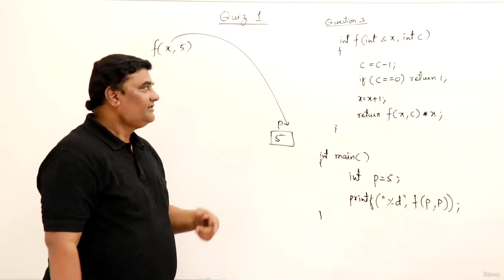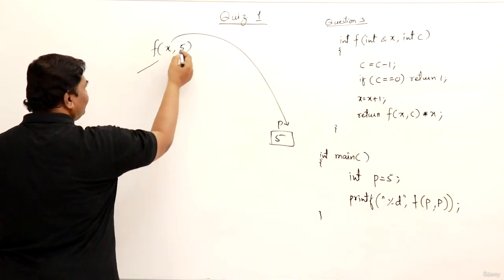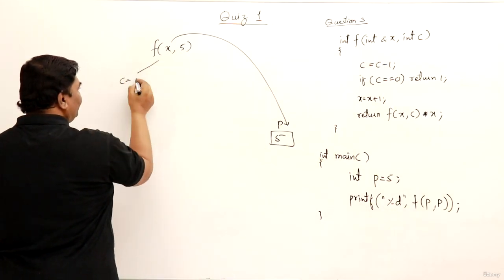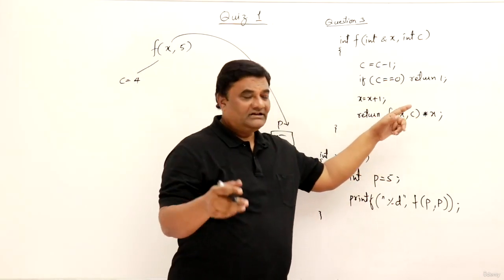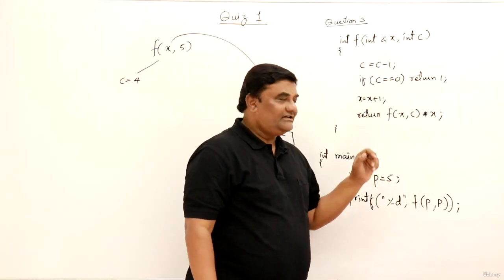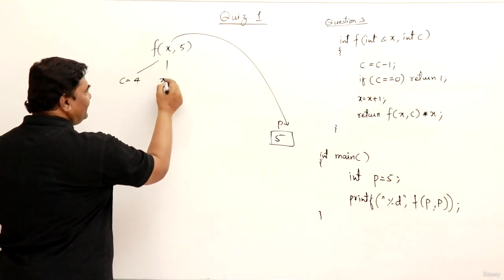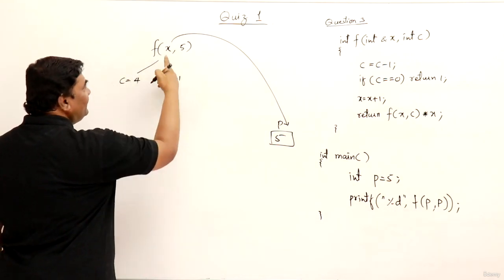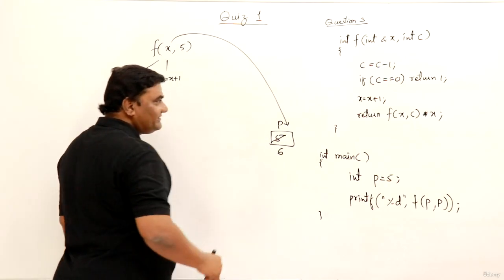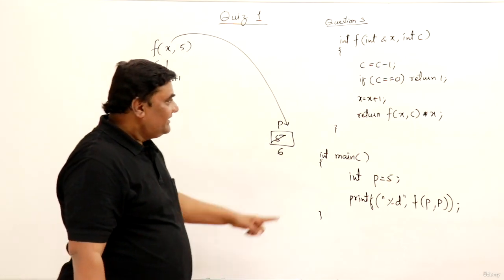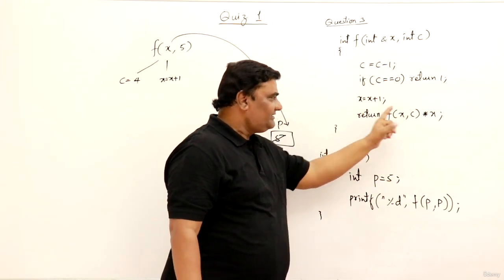Now let us trace it. First step, c assign c minus 1. So what does c become? c was 5, right? Minus 1 means c becomes 4. If c is equal to 0, no, otherwise it should return 1. It's not 0. Then x assign x plus 1. So x assign x plus 1 means x will increment. So what is x? This one. So this should increment and it should become 6. I made it 6. Then call function f of x comma c.